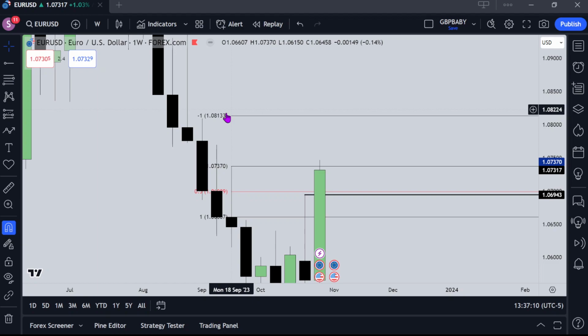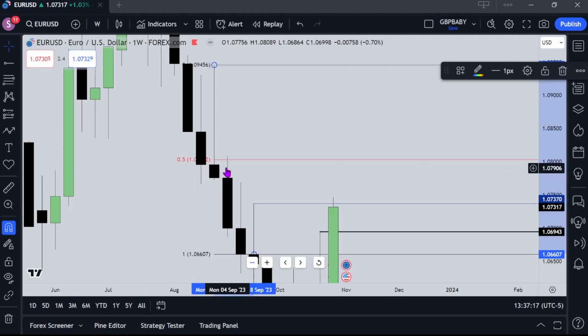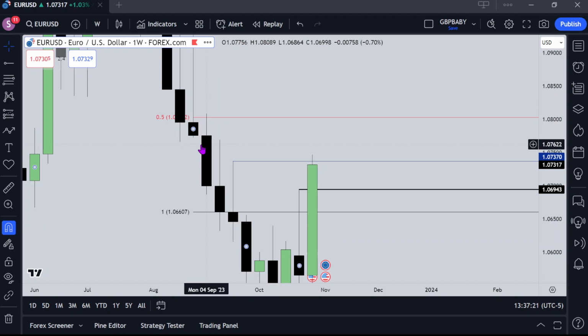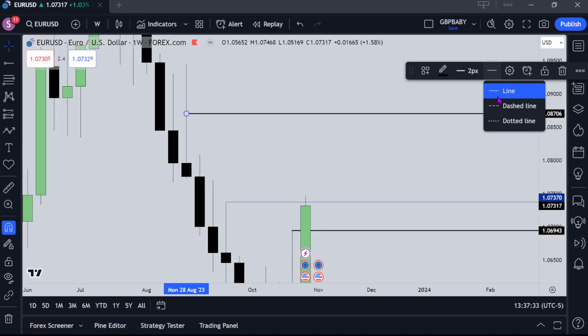So let's just quickly mark that out now. The reason I'm marking out consequent encroachments and not necessarily a fair value gap is because there's not actually a fair value gap directly available for us to trade to. So that's when we look at the wicks as an indicator as to where price wants to go to. So I've marked out the 50% level there. I'll just make it dashed so we know that it's consequent encroachment. We've got buy side liquidity above this swing high, so I'll just get that here.